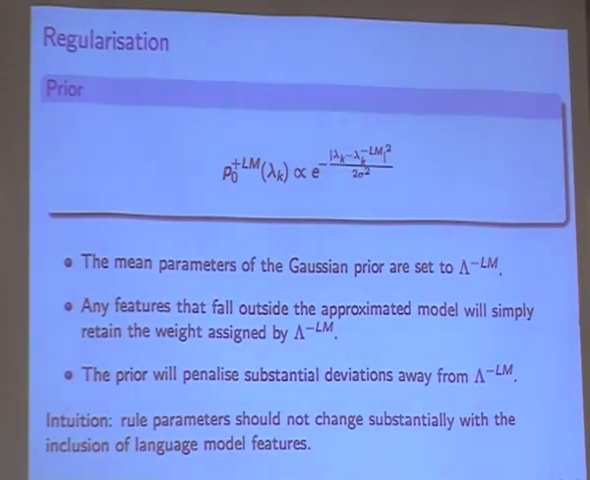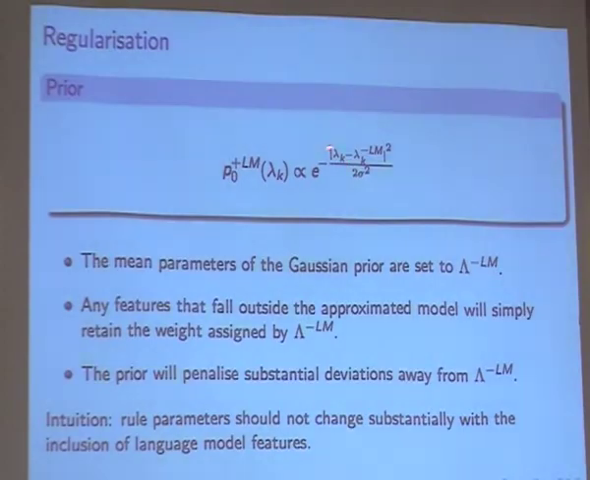When we come to train the model with the language model, because we are approximating, we know that we don't want to trust the model too much. So what we do is we set the mean of our Gaussian for the second model to be the result of training the first model. So we say that we've trained a model, we think it's quite good, we train the model with the language model, and we say don't deviate too much from the first model. And that's what we do with a slightly tricky prior here.